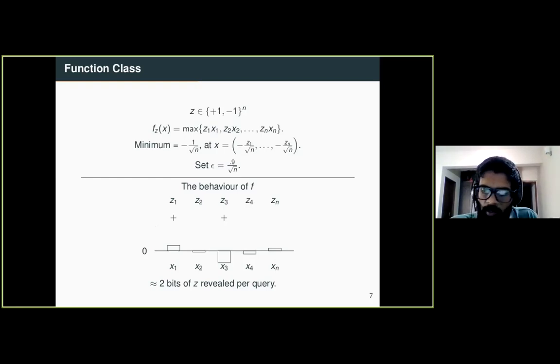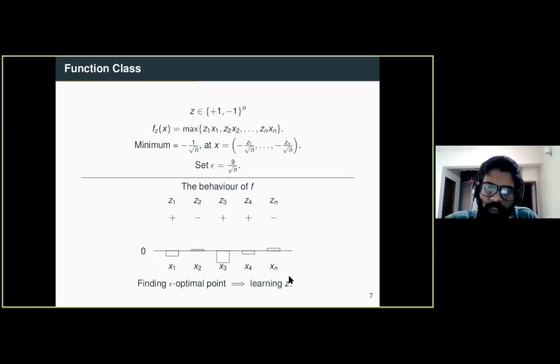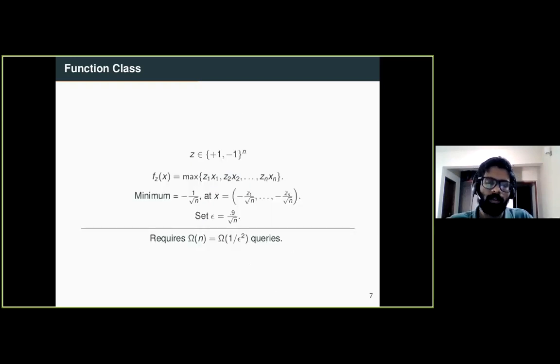And when we actually do come across an epsilon optimal point, suppose this is it, then we know that z1 x1 has to be negative, z2 x2 has to be negative, so z2 has to be negative, z4 x4 is negative, so z4 is positive, and so on. So when you actually reach an epsilon optimal point, you can read out the value of z just from that point. So finding an epsilon optimal point means that you've actually learned z completely. And since every query is just giving you on expectation 2 values of z, this automatically gives us our lower bound. We need omega n queries in order to find an epsilon optimal point. And in our setting, omega n is omega 1 by epsilon square.